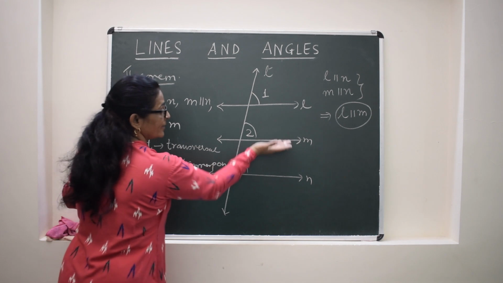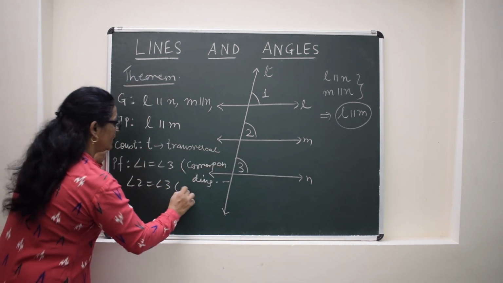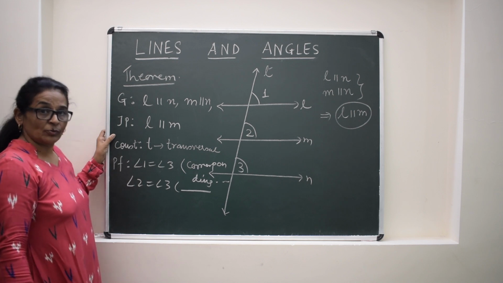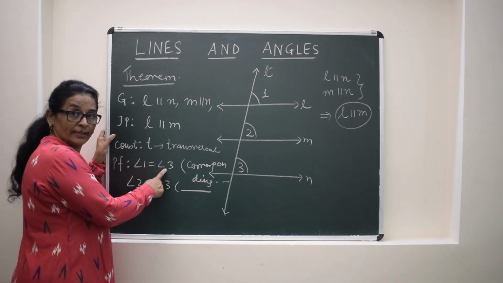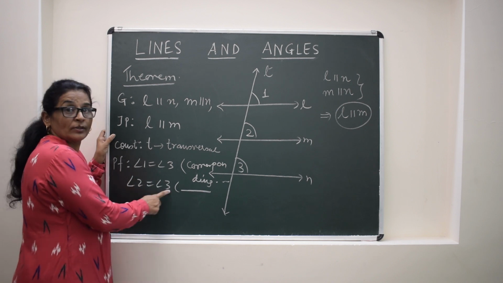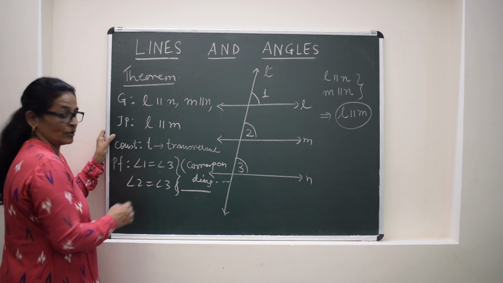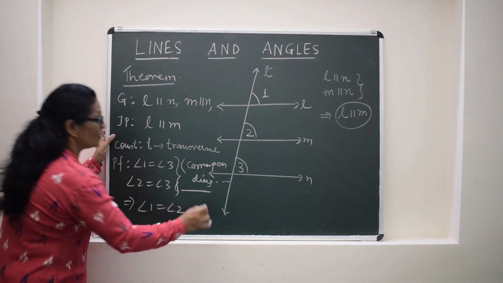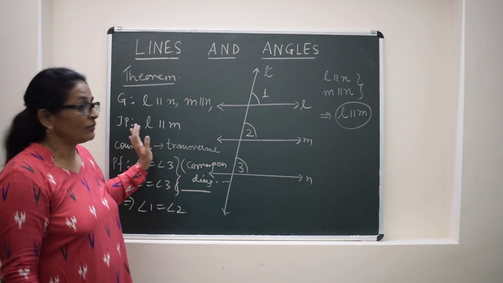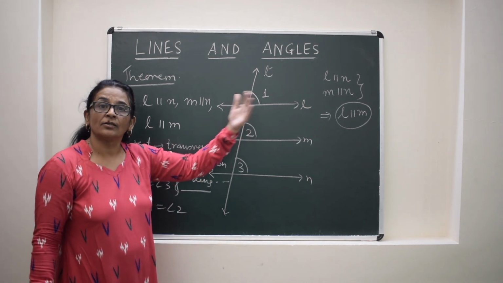Why? It is given that M is parallel to N. So angle 2 is equal to angle 3 with the same reason. Corresponding angles are equal. So angle 1 is equal to angle 3. Angle 2 is also equal to angle 3. So combine these two. This will give us angle 1 is equal to angle 2. But what are these angle 1 and 2 for the lines L and M? They are the corresponding angles.